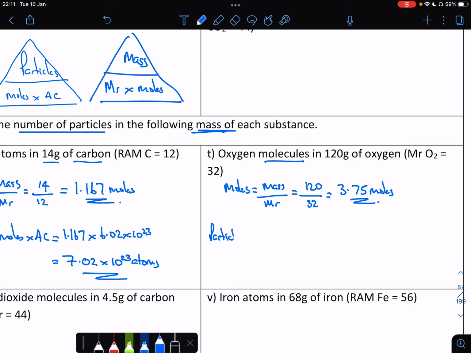Then we've got to work the particles out. So particles, using a second triangle, is going to be moles times Avogadro's constant. So let's put that into words. Moles times Avogadro's constant. The moles this time is 3.75. Avogadro's constant is that. Plug that into your calculator, and that's going to give you 2.26 times by 10 to the power of 24 molecules.